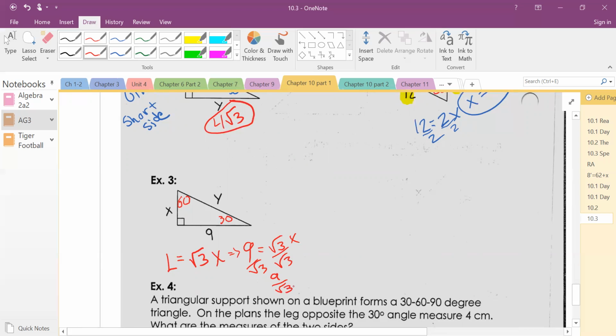over root 3. Okay, how do I get the root 3 out from the bottom? I multiply top and bottom by root 3. Let me fix that. There we go. These pens are sometimes hard to write small with. Okay, multiply straight across. I'm going to get 9 root 3 on the top and 3 on the bottom. Okay, you're not done, right? You can still simplify that. What's 9 divided by 3? 3 root 3.